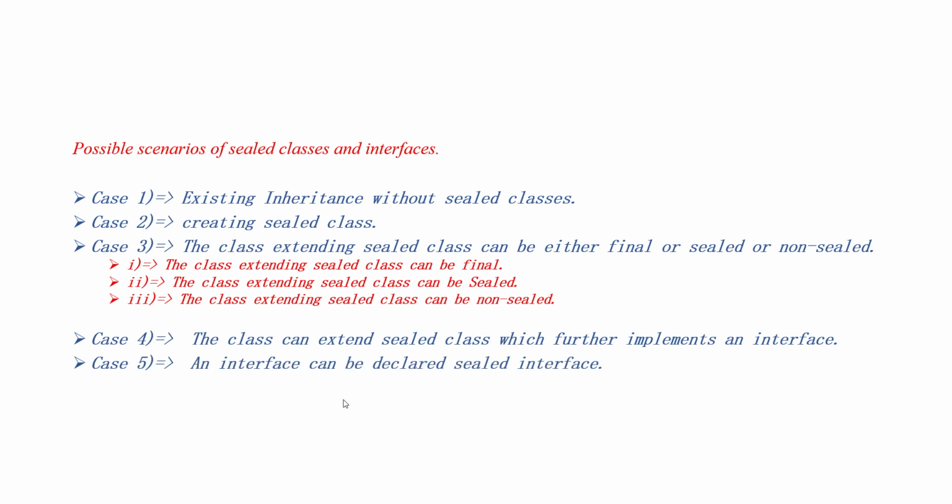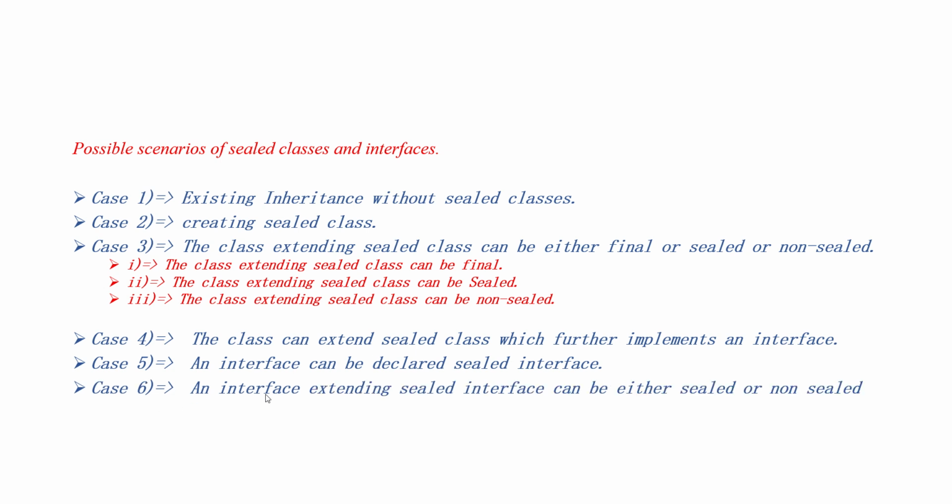Till case 4 we have seen all the sealed classes. Now in case 5 we can see that an interface can be declared a sealed interface as well. An interface extending a sealed interface can be either sealed or non-sealed. In the case of a class, the class extending a sealed class can be sealed, non-sealed or final, but an interface cannot be final. Hence it can be either sealed or non-sealed when that interface is extending a sealed interface.